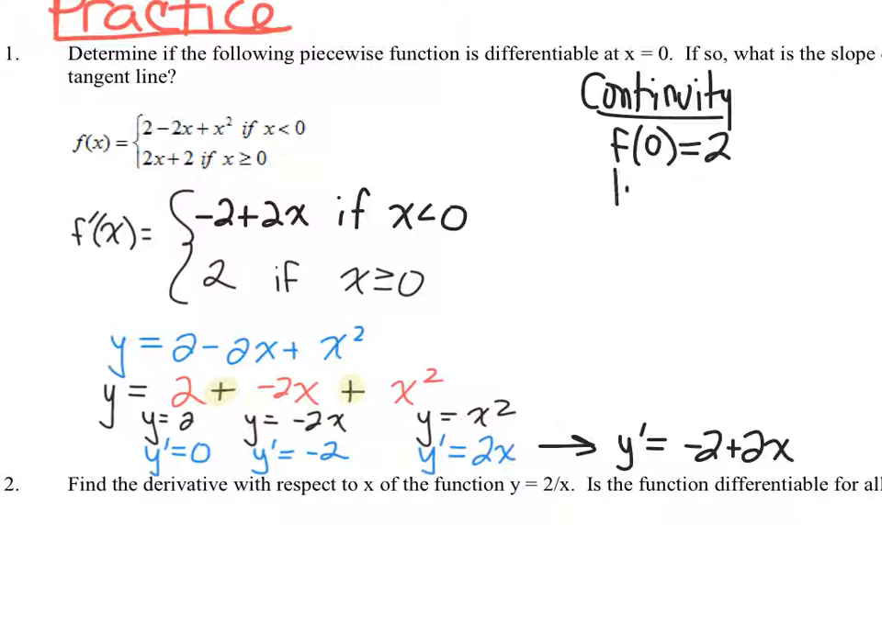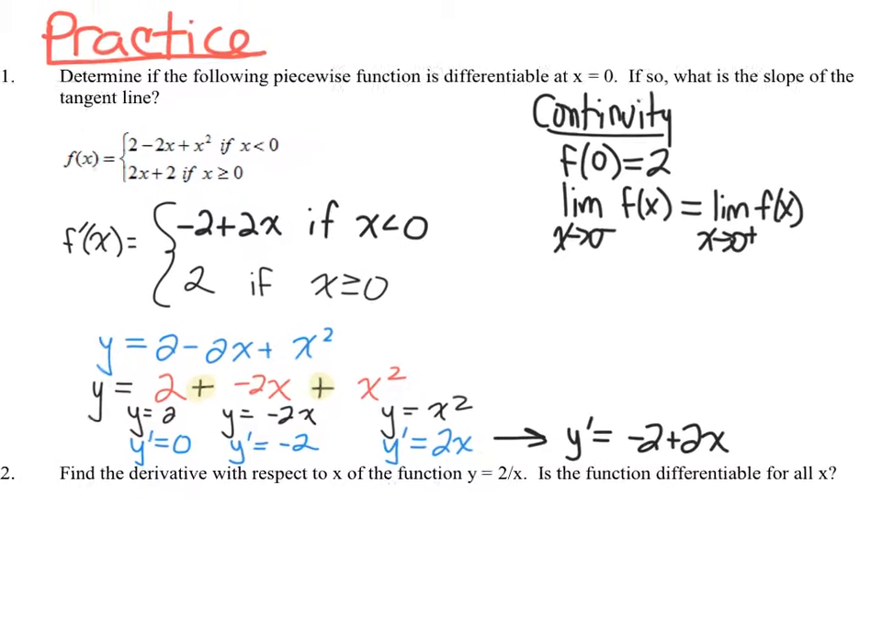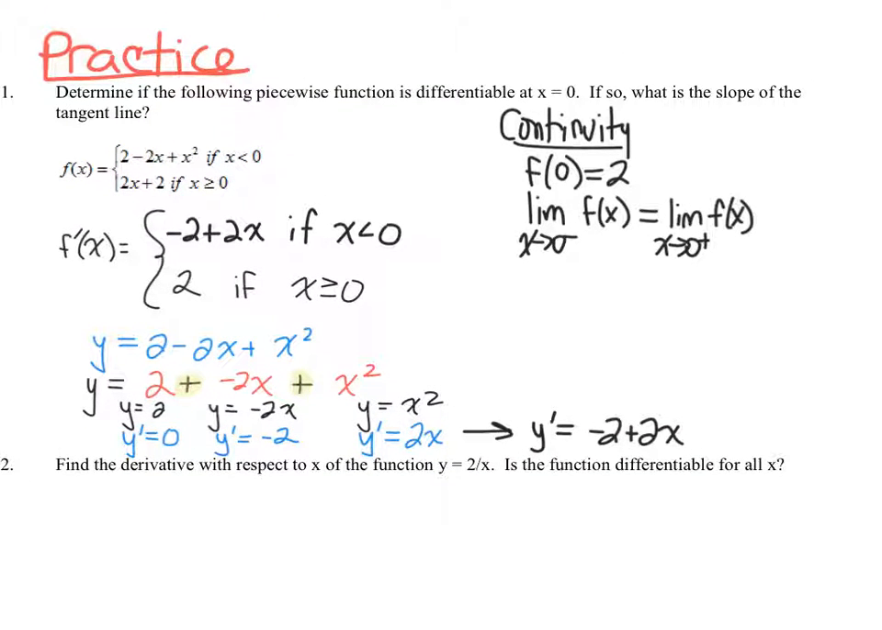So I would say the limit as x approaches 0 from the left of f of x is equal to the limit as x approaches 0 from the right of f of x. And in both cases, I could plug it into either part and still get a 2 as a result. All right, so continuity is a go.